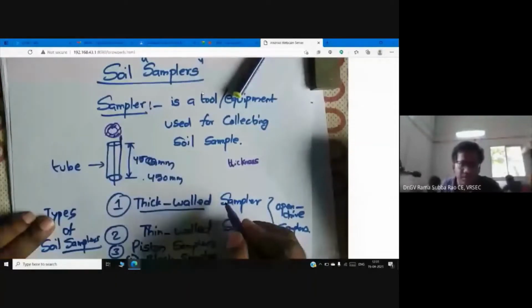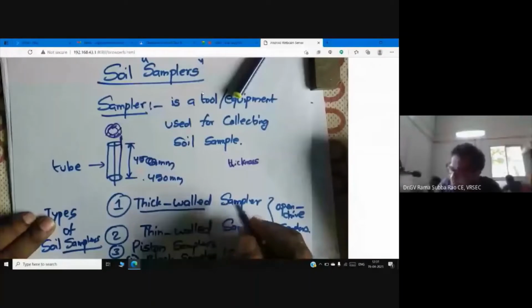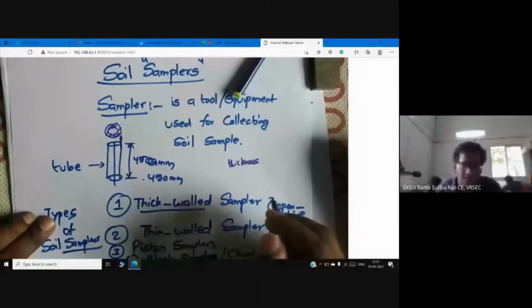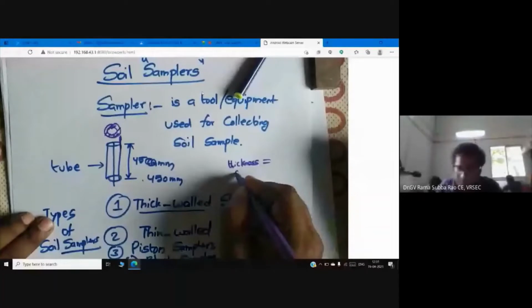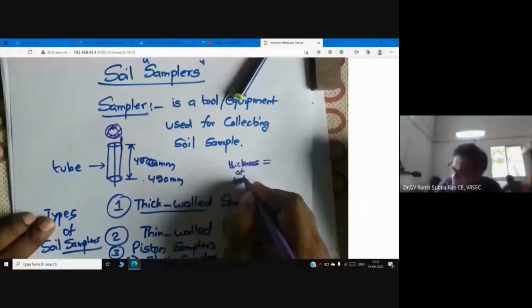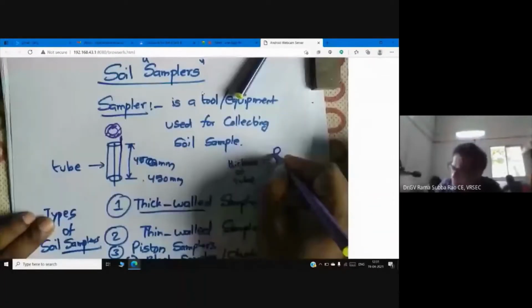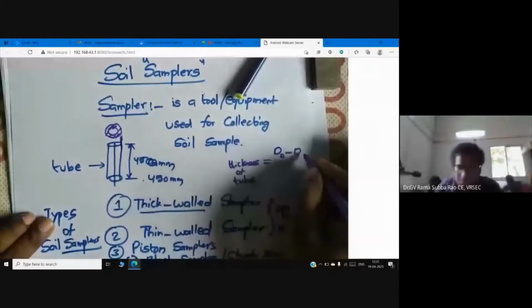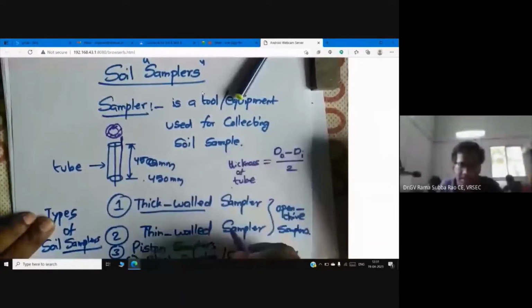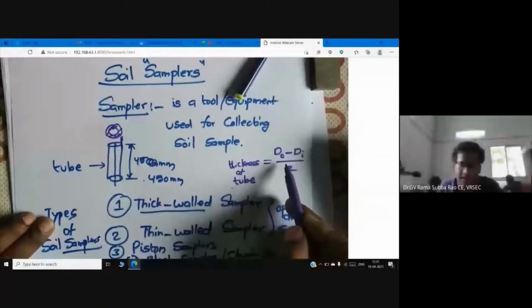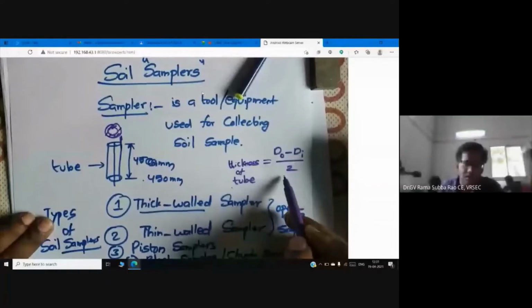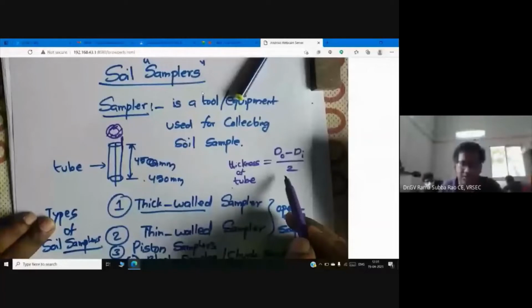The thickness, how to get thickness? Can anyone say? How to get the thickness of the pipe? Thickness of the tube? Outer minus inner by 2. Outer diameter minus inner diameter by 2. Am I correct? Outer diameter minus inner diameter by 2, which gives the thickness of the tube.